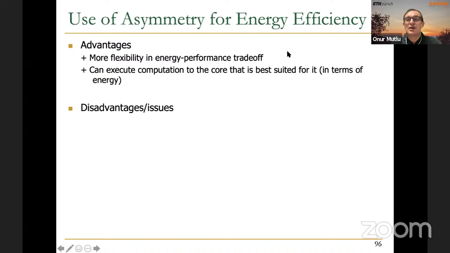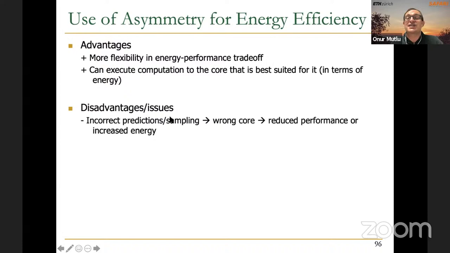Clearly, it has some disadvantages and issues similar to what we had in accelerated critical sections and other ideas. Like if you have incorrect predictions and sampling, you decide on the wrong core. As a result, you get reduced performance and increased energy. And this is a bit harder to overcome because you're moving the full application from one core to another core.